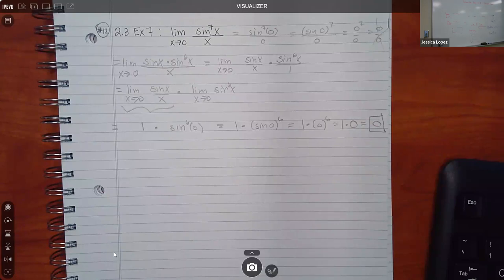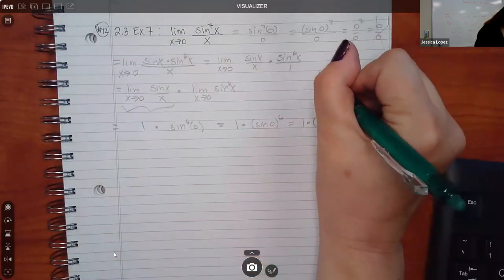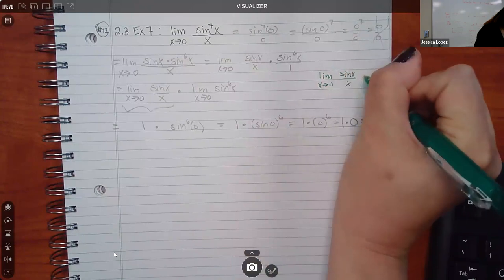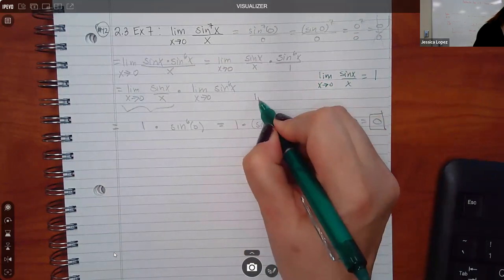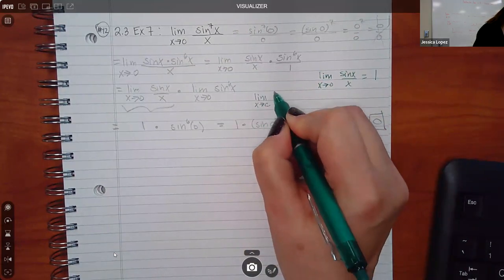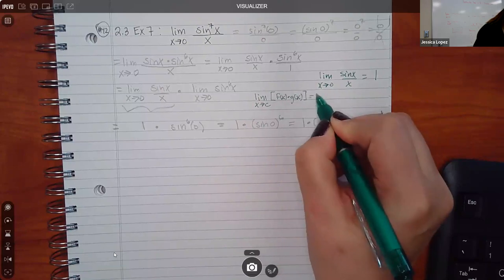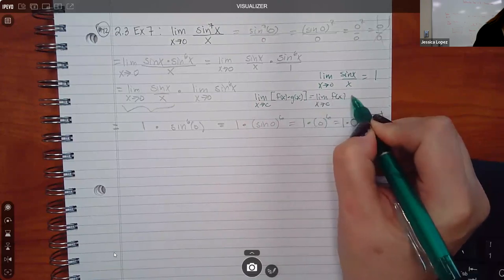The first thing I did was I used one fact, and then I used the second fact. The first fact that I used was this rule, which you will have on a note sheet when you take your test, equals one. And the other rule I used is that if I have the limit of two functions multiplied together, we are allowed to take the limit of those individually and then just multiply the results together.